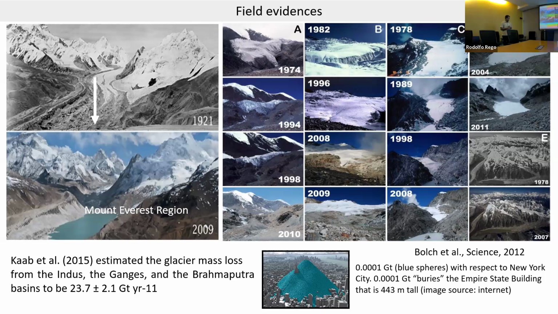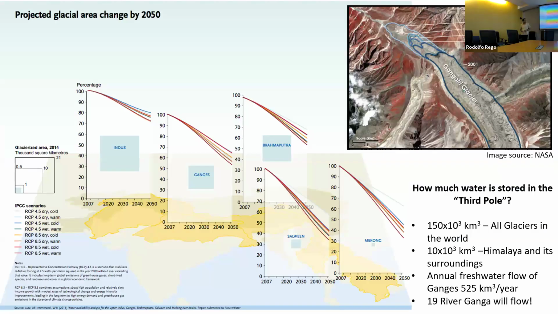Of course, the snout migrating does not mean that the glacier has lost overall mass, but visually there is a lot of change. It is estimated that the entire Ganga Indus Brahmaputra basin is losing almost 23.7 gigaton of glacial mass every year. Just to give you an estimate, 0.0001 gigaton of this blue sphere will bury the entire 443 meter tall Empire State Building. So just imagine the volume of ice that is stored, which is melting at a faster rate.